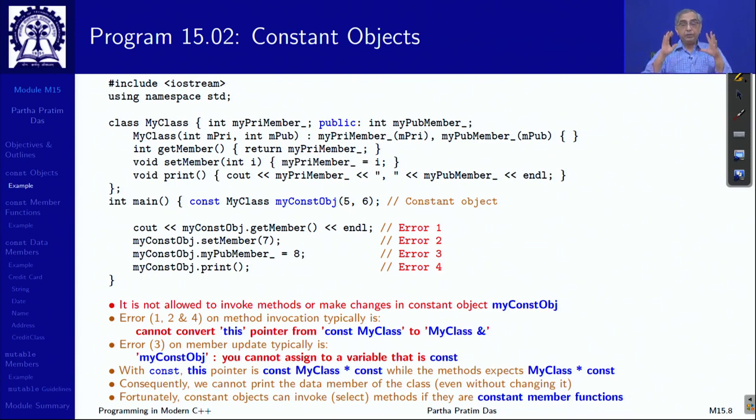The key point to note here is that you cannot change anything, that is fine, but even if you want to invoke a function which does not change anything, you are not being allowed to do that because the compiler cannot distinguish, right?